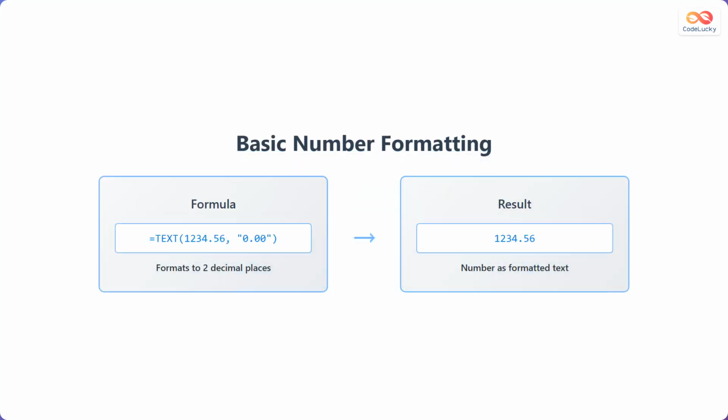Now, let's look at a basic example of number formatting. If you have a number 1234.56, and you want to format it to 2 decimal places, you would use the formula =TEXT(1234.56, "0.00"). The result will be 1234.56, but as formatted text, ensuring it always displays with 2 decimal places.